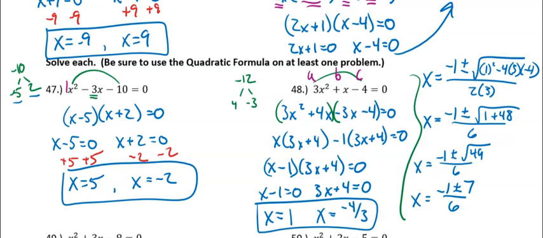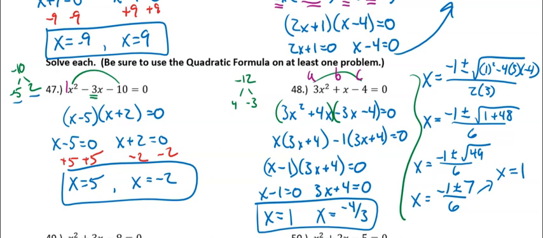And what that means is I have to do this twice. I have to do negative 1 plus 7 and then divide it by 6. And then negative 1 minus 7 and divide it by 6. Negative 1 plus 7 is a 6. Divided by 6 is a 1. So x equals 1 is one of my answers.